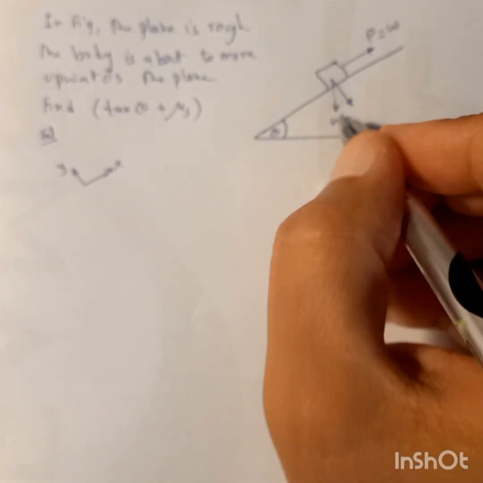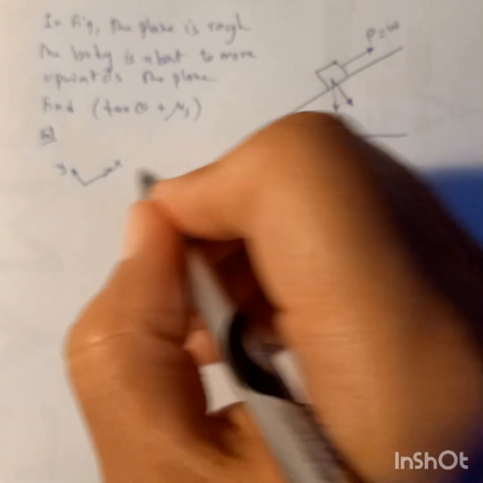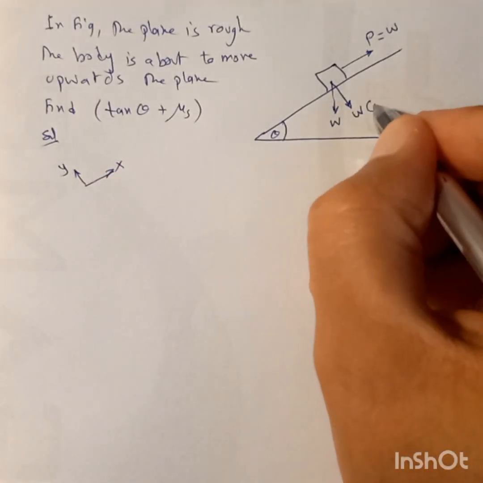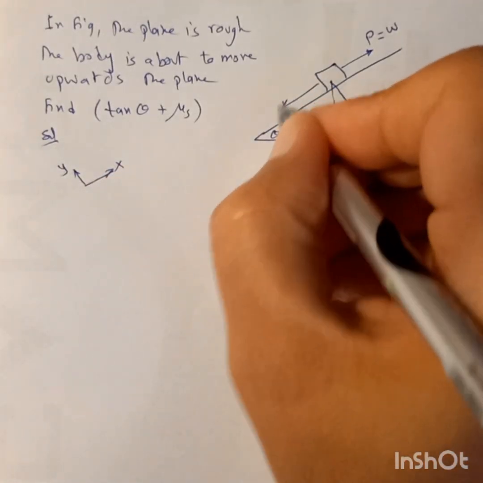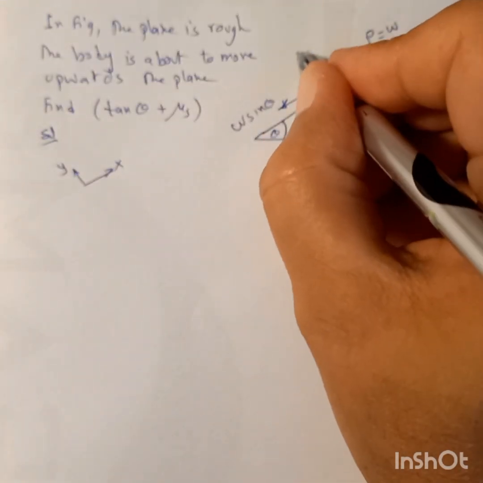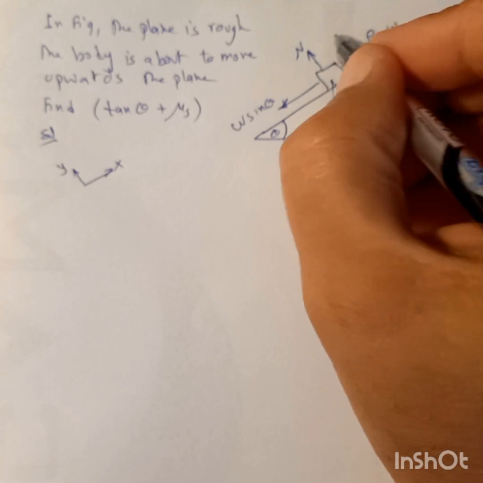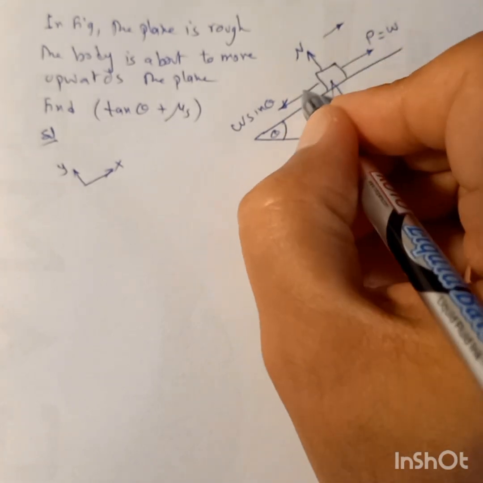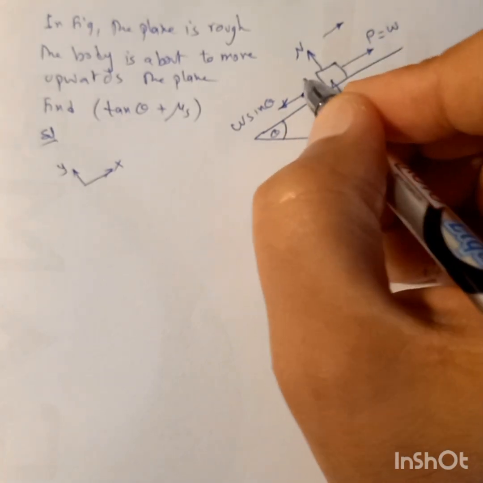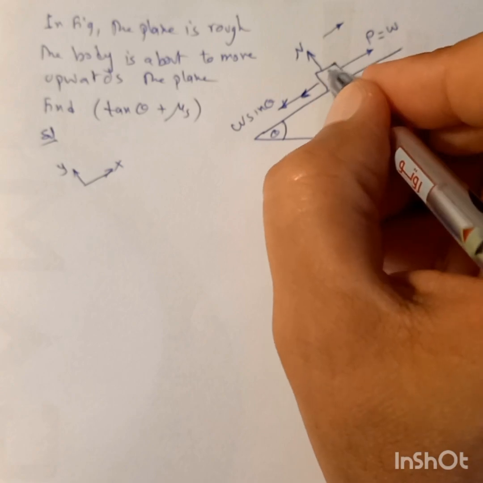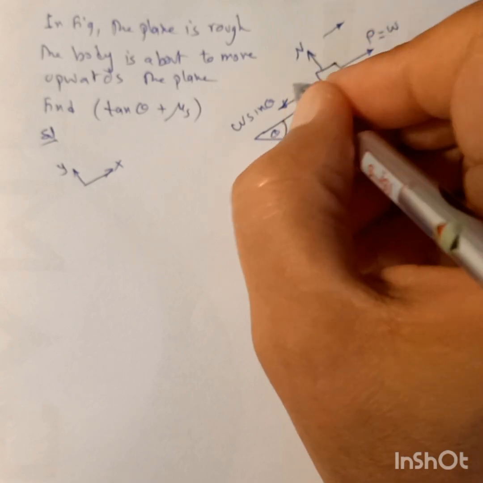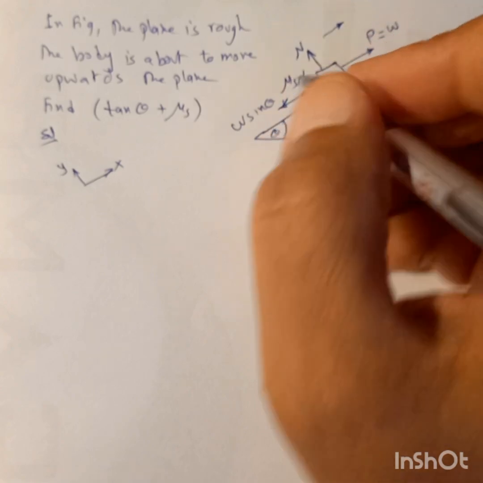We have here to find the forces acting upon this body. We have W, and we resolve it into two directions x and y. Then we have W cosine theta and W sine theta, and we have B, and we have also this normal reaction force. The expected motion direction is in this direction. Then in the opposite direction, we have the limiting friction force as the body is about to move upward along the plane. Then we have mu s times N here.